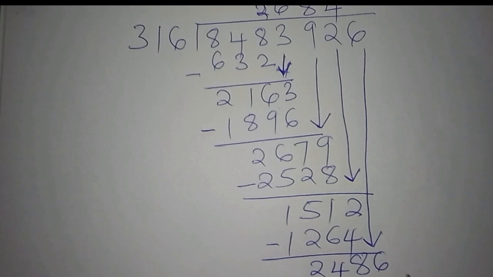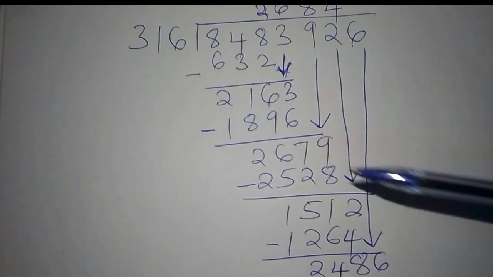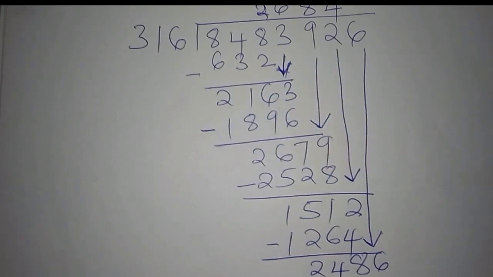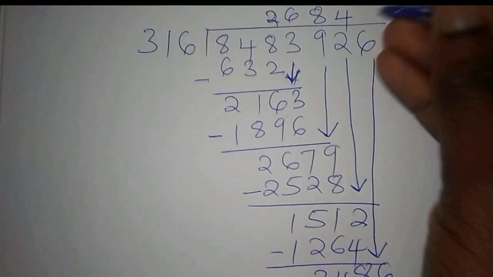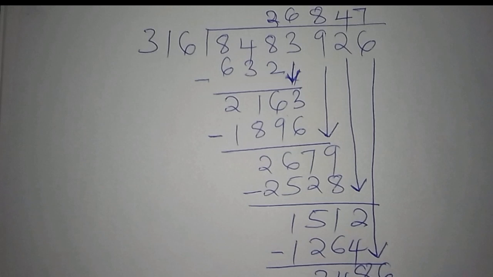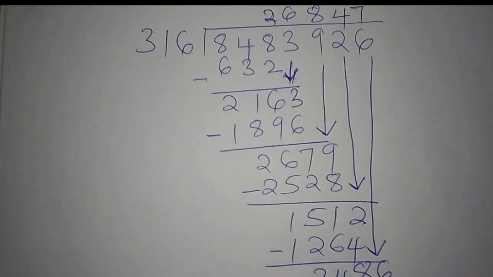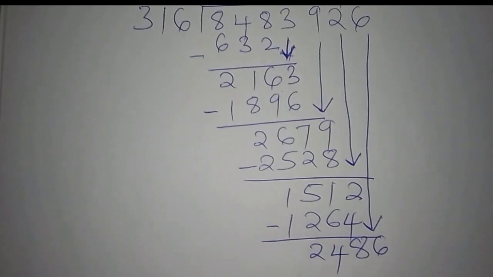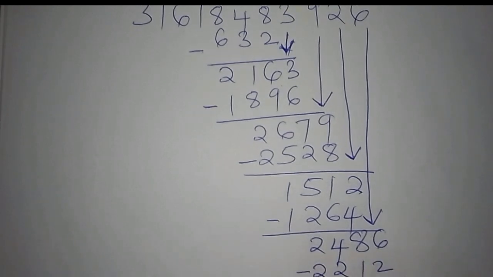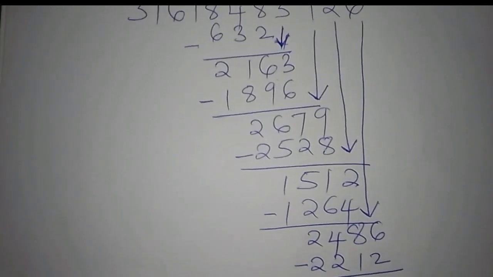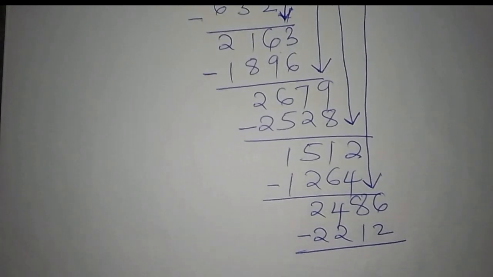2486. From there we check how many times 316 goes into 2486. We find it goes 7 times. So we write our 7 up there. That gives us 2212. So we subtract the difference from 2212, and the difference now becomes 274. So we have our 274 like that.